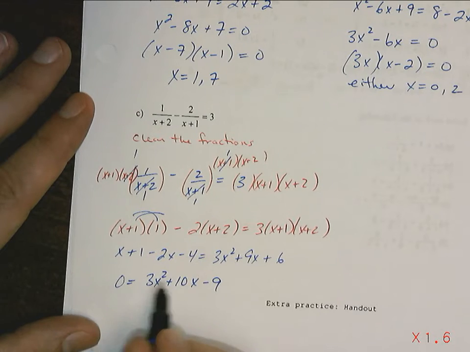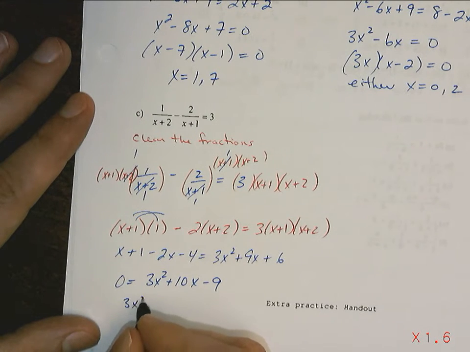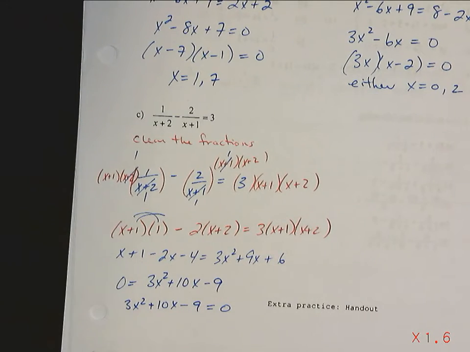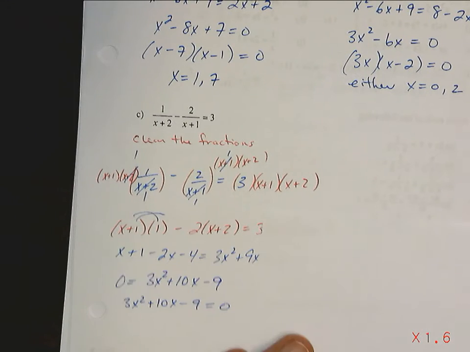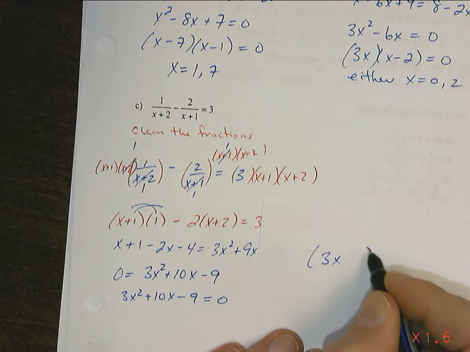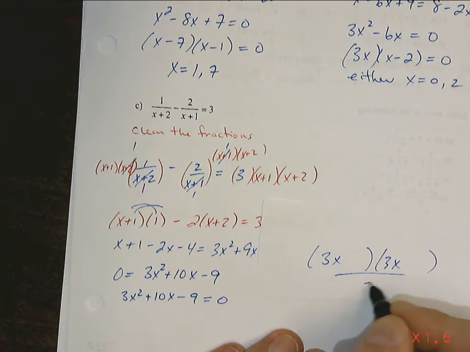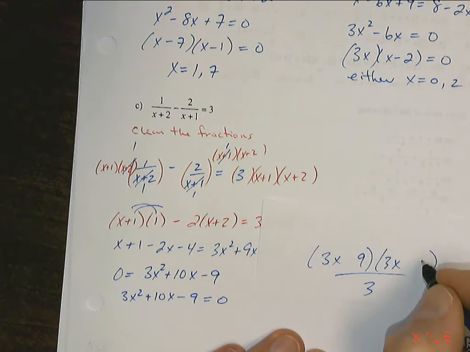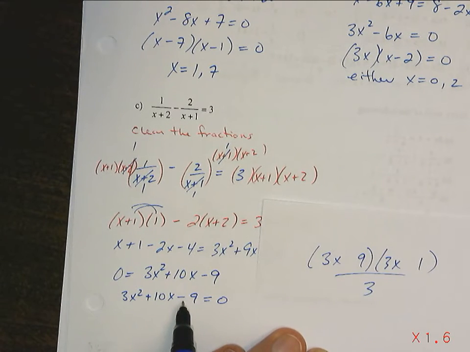So if I have 0 equals this, that's the same as saying this equals 0. Now I'm going to want to factor. So I'm looking for a scrap piece of paper to do my factoring. And it's going to be a 3x, a 3x over top of 3. Two numbers to multiply to give 9 and add to give 10. I'm thinking 9 and 1. They multiply to give a negative. They add to give a positive.